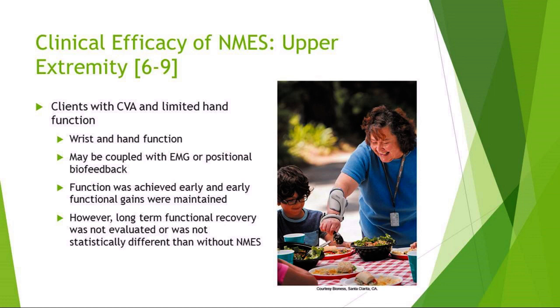In the upper extremity, people with CVA who have limited hand function can use an electrical stim device that can improve their wrist and hand function. It can be coupled with an electromyographic device or positional feedback. The nice thing is these types of devices can help people perform a functional task, but it doesn't necessarily make the function come back. So it's a device that allows them to perform a task.